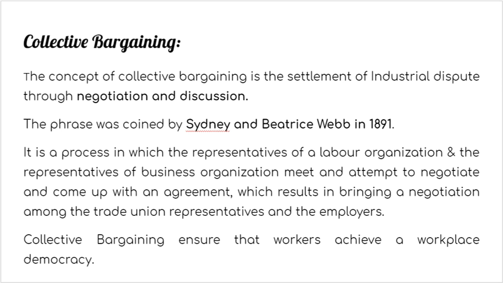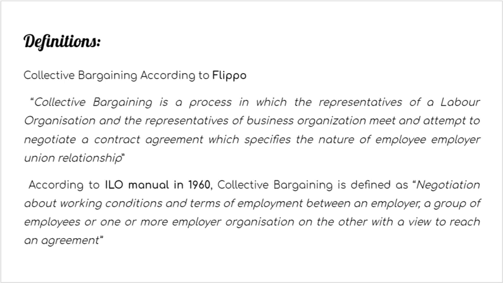The other day we had learned about different types of settlement of industrial dispute, and this is a bit different from the other forms of settlement. That is why I have devoted a special class for collective bargaining. It is a process in which the representatives of both the labor organization and the business organization or the management try to come to terms, or try to negotiate, so that they don't go in for other modes of settlement. And collective bargaining ensures that the workers achieve a workplace democracy.